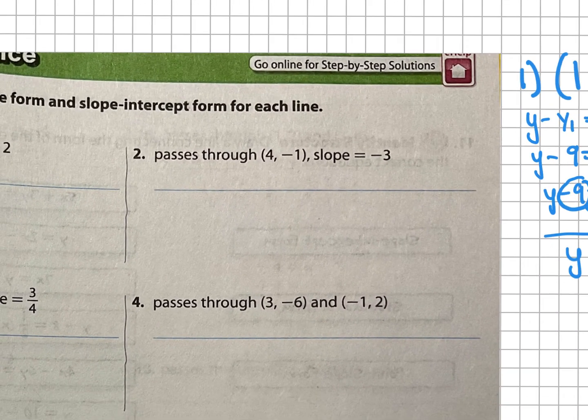All right, number 2, passes through (4, 1), and slope is negative 3. All right, so we have a point and we have a slope, so we use the equation y minus the y variable equals the slope times x minus the x variable, and we get y minus negative 1, which is y plus 1, equals negative 3 times x minus 4.